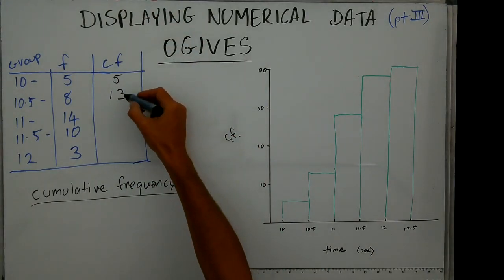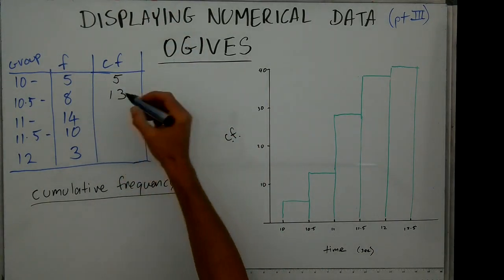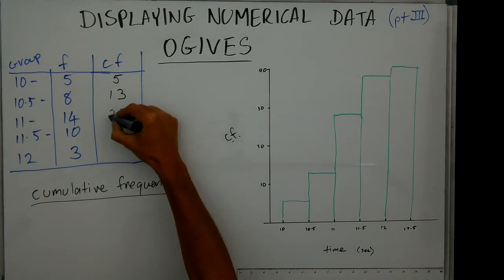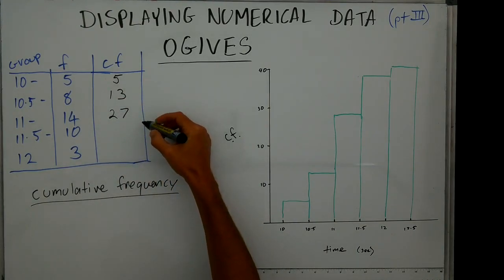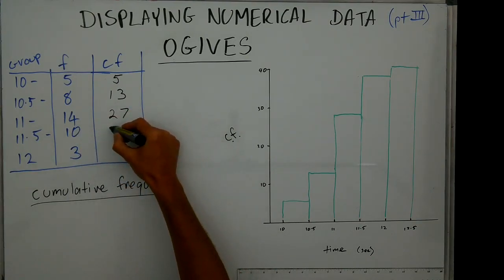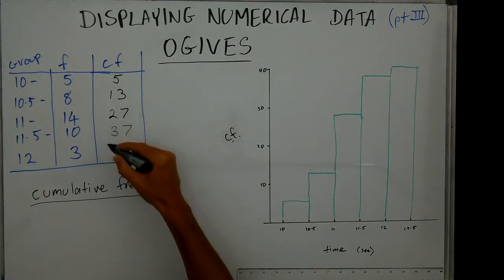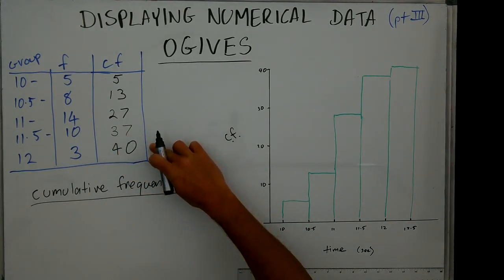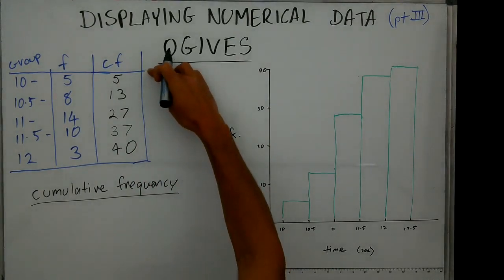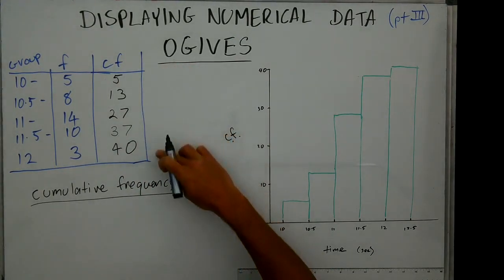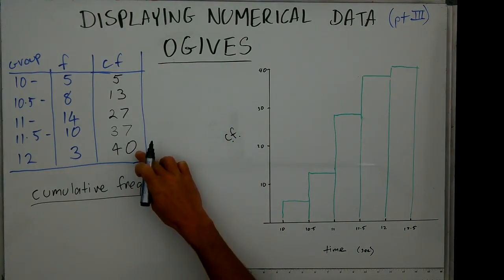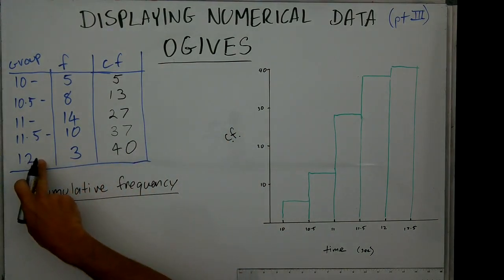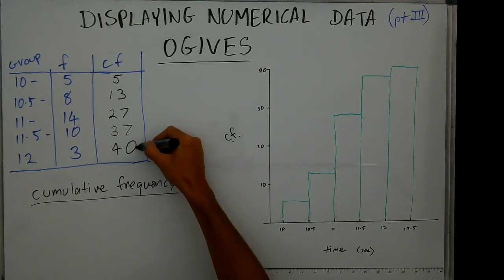So the next one would be 13 plus 14, 27. 27 plus 10 is 37, and then 37 plus 3 is 40. So we had 40 pieces of data. Essentially, if we say this was the slowest group, there were 40 athletes who ran in either the slowest group or faster.